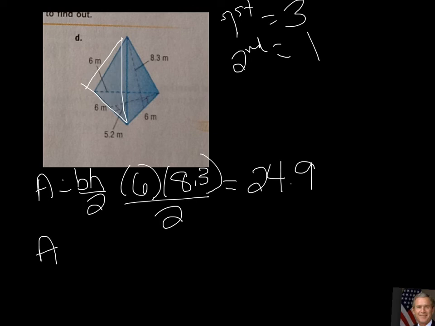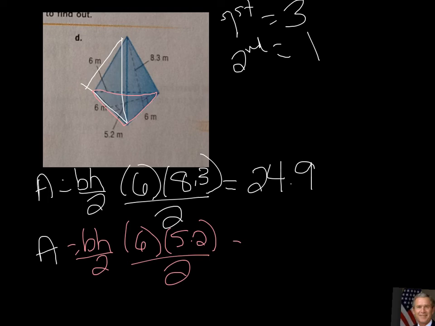Then I find the area of this other triangle right down here. Base times height divided by 2. Well, my base is still 6, but my height is now 5.2, all divided by 2. So when I multiply 6 times 5.2 and divide that by 2, I get 15.6. So like I stated, there is one of these triangles, so I'm going to have 15.6 once.